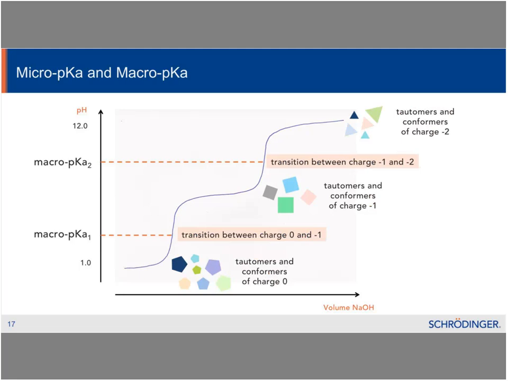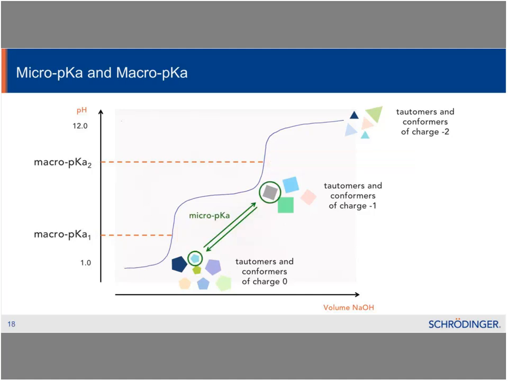Charge 0 form is actually not necessarily a single form. It can be all of these microspecies. It can be tautomers and conformers of charge 0. So they exist here, for example, at pH 1. But as we add the base to the solution, these forms become other forms, and they transform to charge -1 because a proton is stripped from them, and they just become different forms of charge -1. And finally, there may be another set of forms of charge -2, and so on.